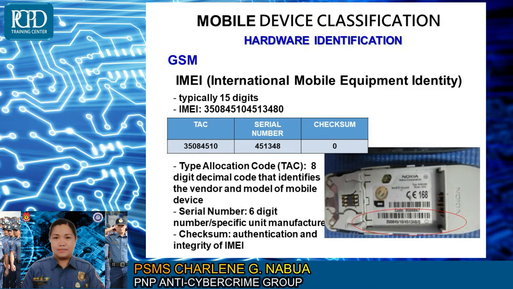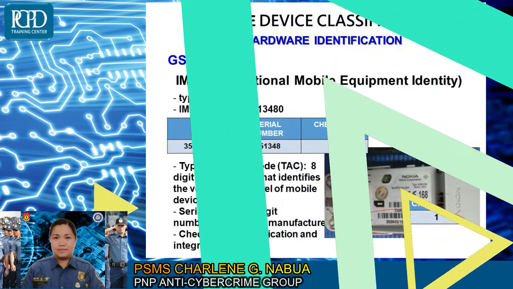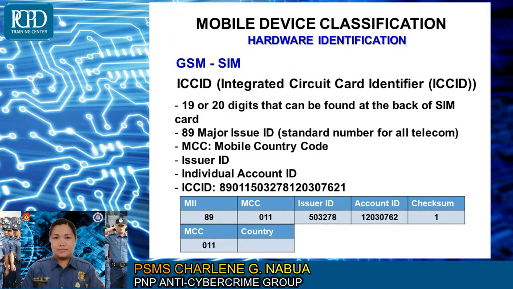Next is the checksum, or the authentication and integrity of the IMEI. Mostly, it is just 1 digit. So, next is the GSM SIM. It has an ICCID, or the Integrated Circuit Card Identifier, which is printed at the back of the SIM. It has 19 or 20 digits that can be found at the back of the SIM card.